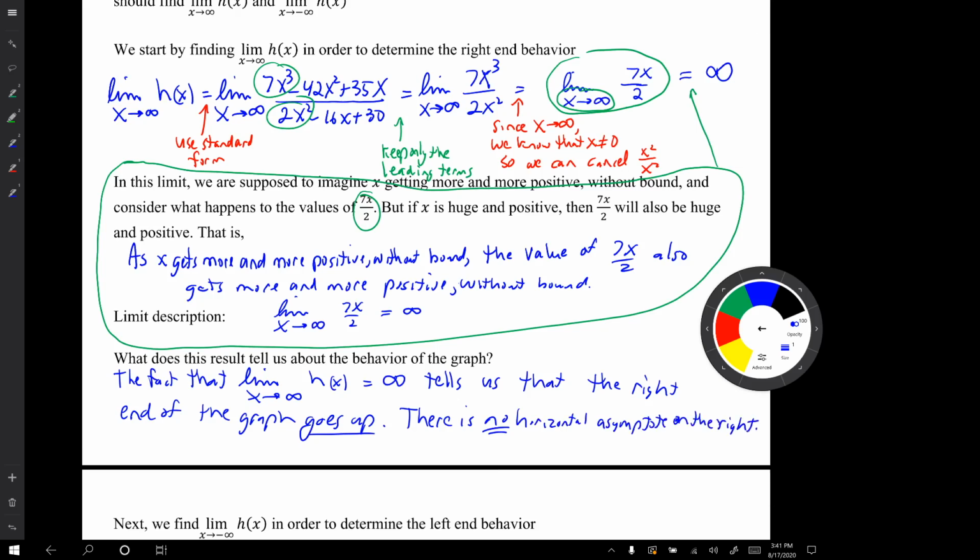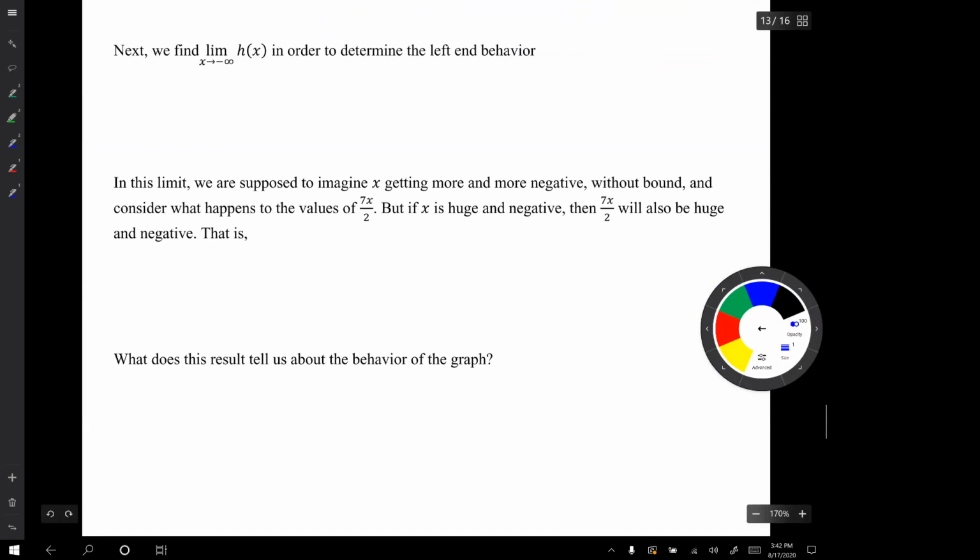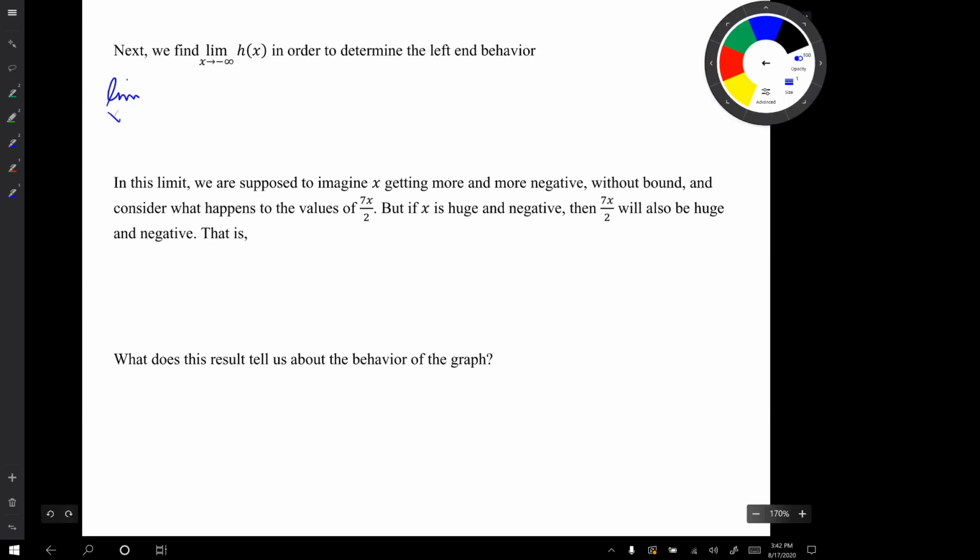So again, we found that the limit as x goes to infinity is infinity. That tells us the right end of the graph goes up, so there is no horizontal asymptote on the right. Next, we find the limit as x goes to negative infinity in order to determine the left end behavior.